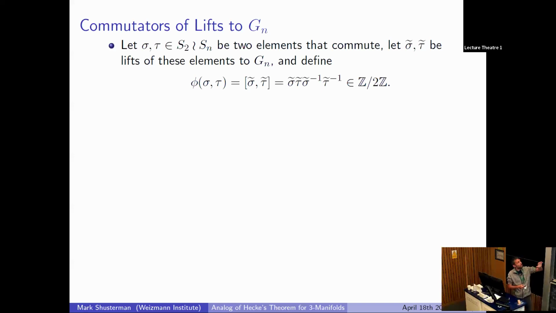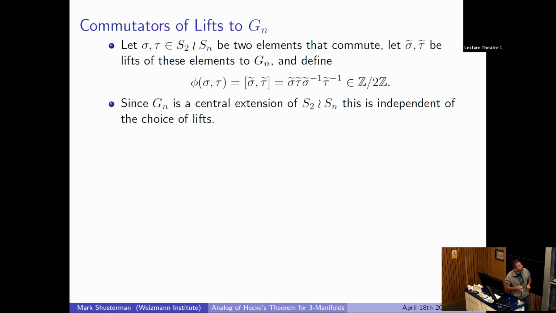When you take two elements in this hyperoctahedral group, two elements that you assume commute, you now want to see whether they commute or not after you lift them. So that's basically what this phi, the commutator, is doing. It just lifts and takes the commutator. If they commute, it's going to be 0, and 1 if they don't. And it turns out, because this is a central extension, and this will always be the case in a central extension, this definition is not going to depend on the choice of lifts. So you can just choose the lifts in an arbitrary way.